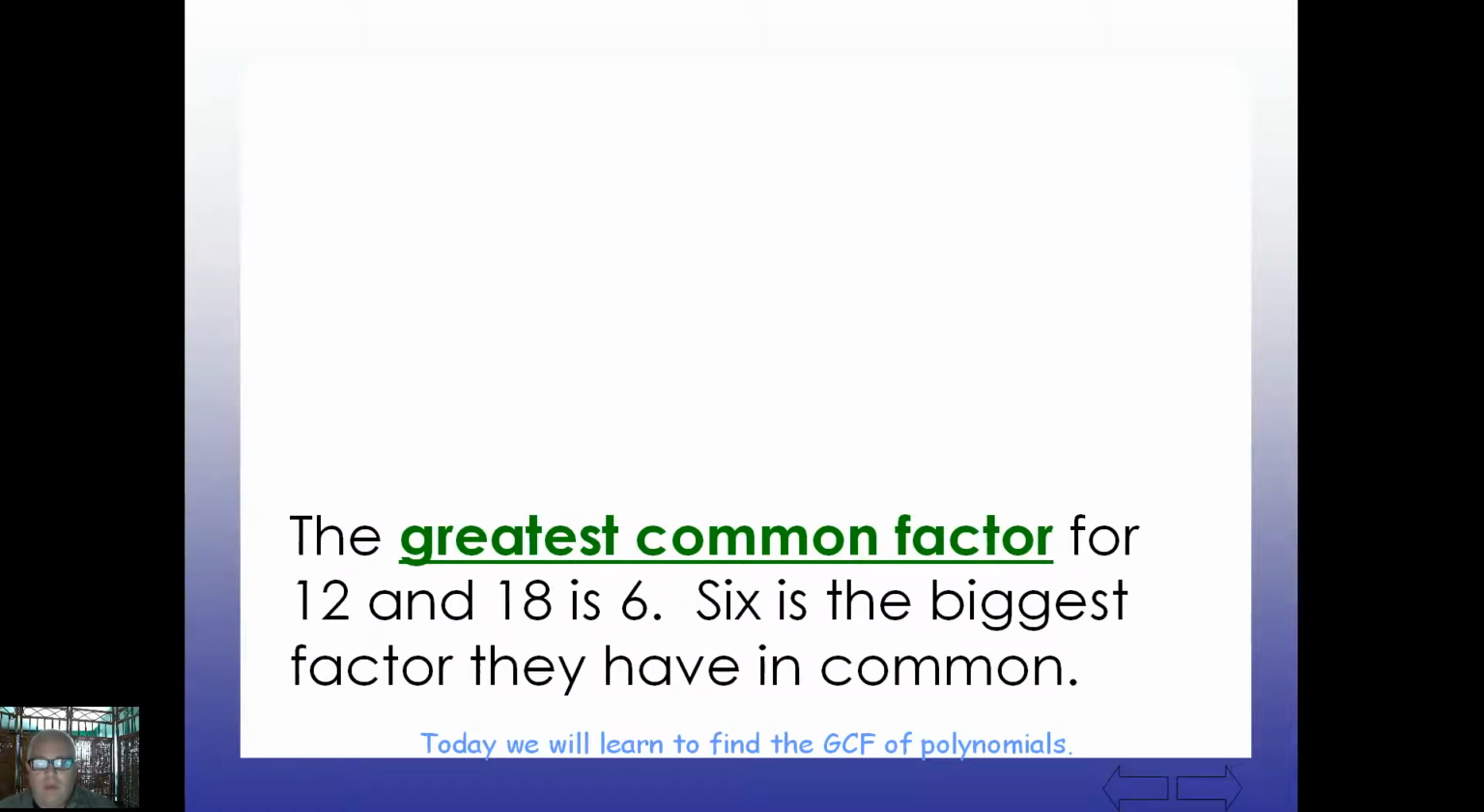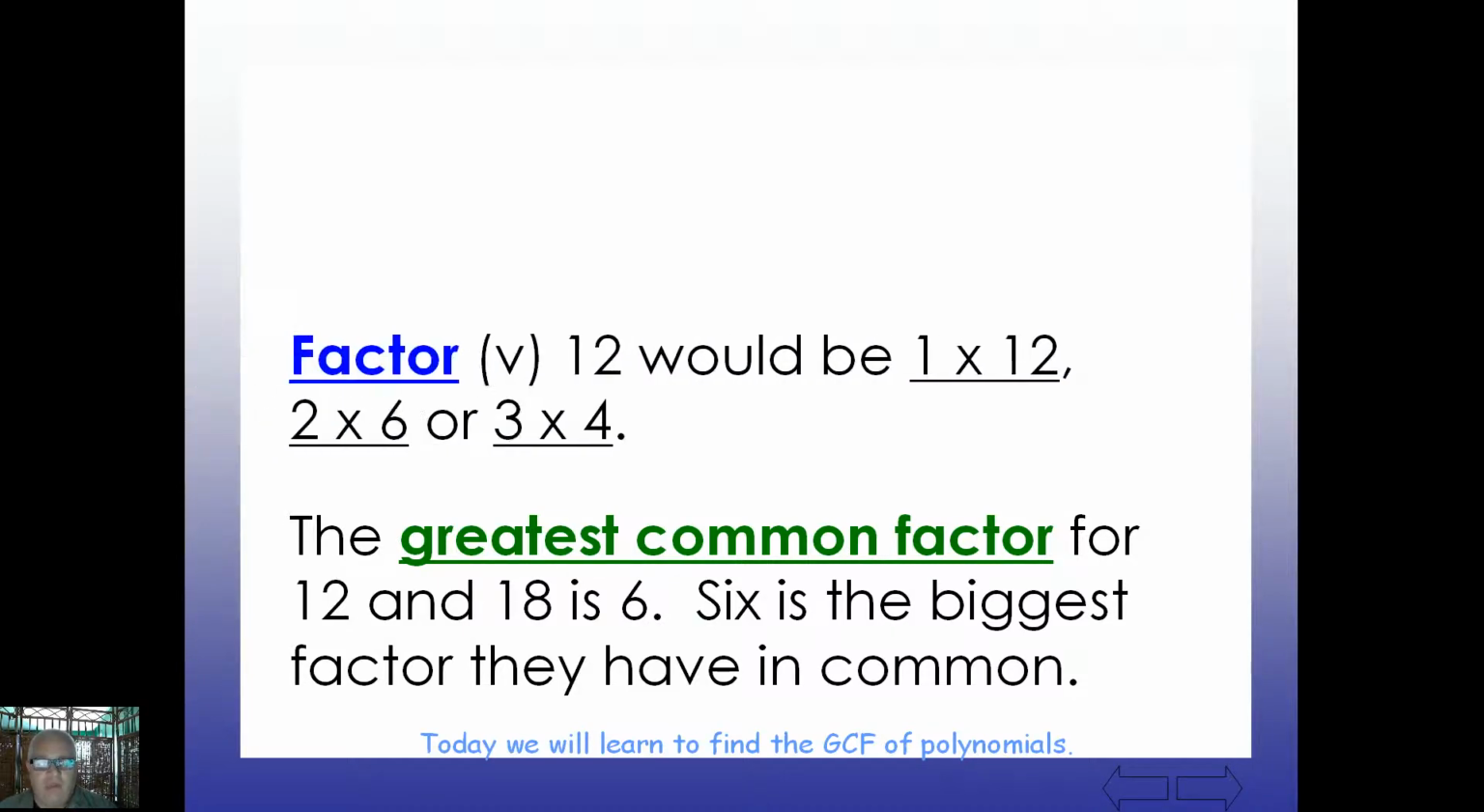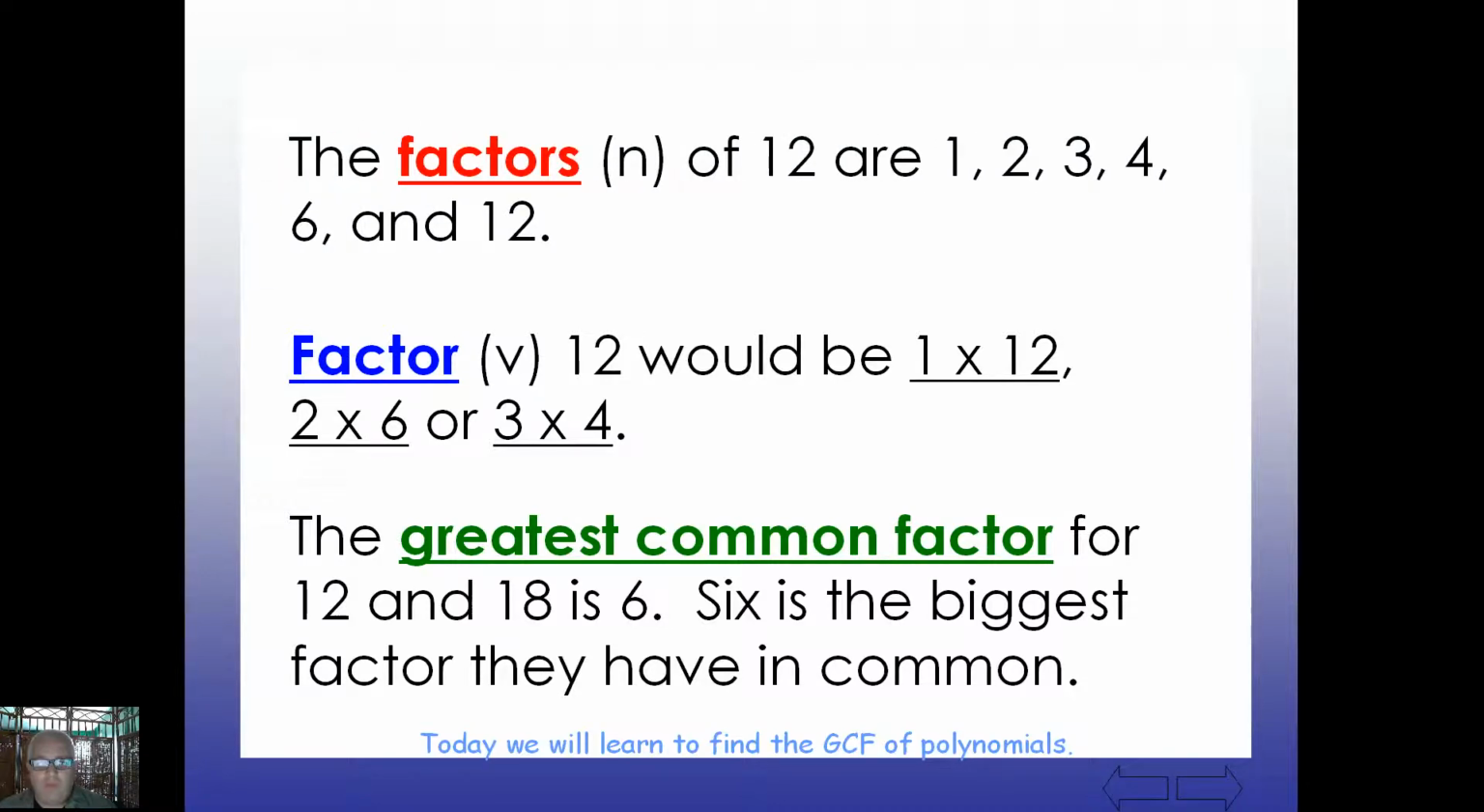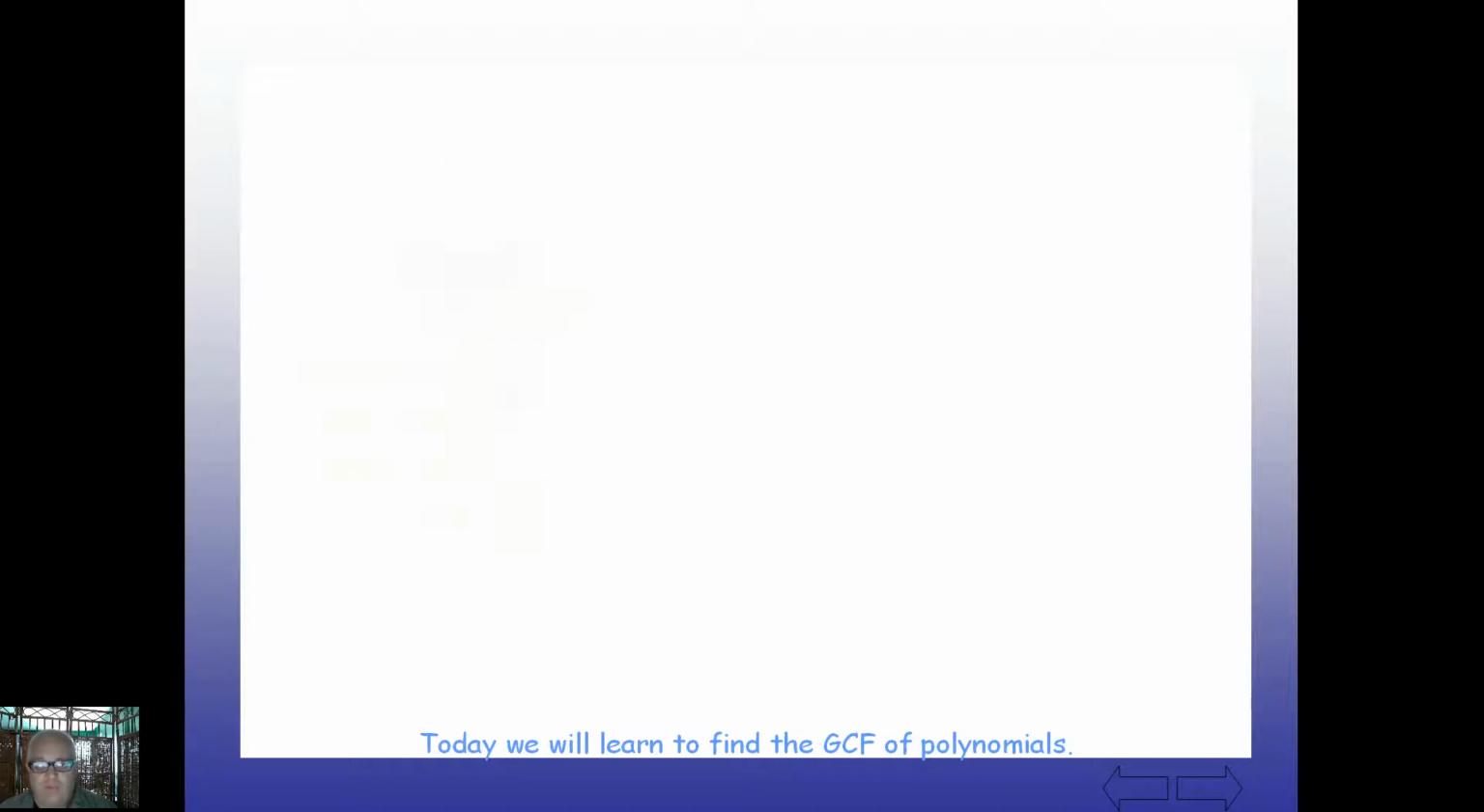Alright then. So for example, the greatest common factor for 12 and 18 is 6. I got stuck on the number 12 there. 6 is the biggest common factor between the two numbers 12 and 18. If you were to factor 12, you can see the factors are underlined: 1 and 12, 2 and 6, 3 and 4. Those are the two numbers that multiply together to make 12. And finally, if you just were to list the factors as nouns, treating the word factors as a noun, you get 1, 2, 3, 4, 6, and 12.